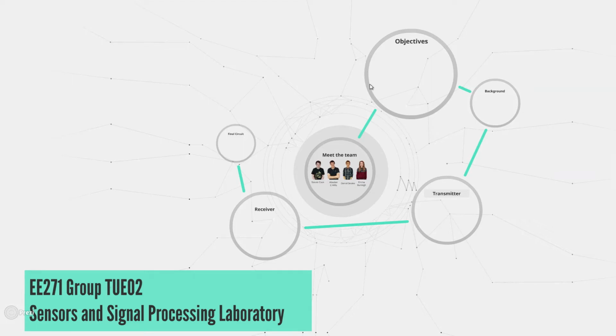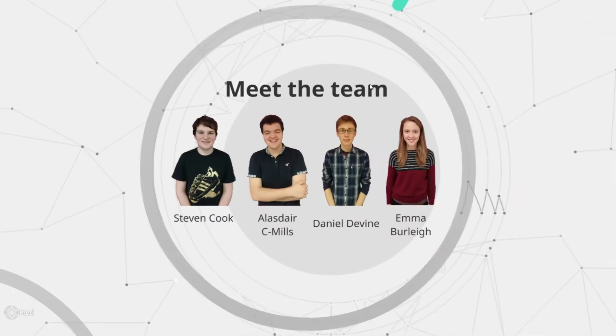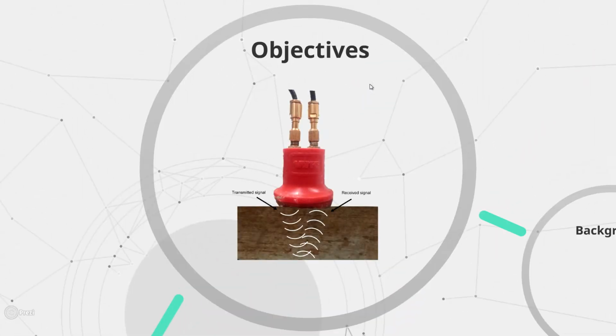EE271 Signal Processing Lab. Our team members are Stephen, Alistair, Daniel and Emma. The aim of this lab is to design, construct and test an ultrasonic measuring device to find defects.